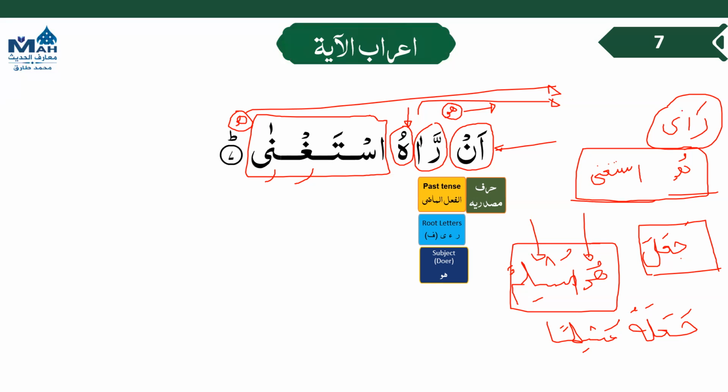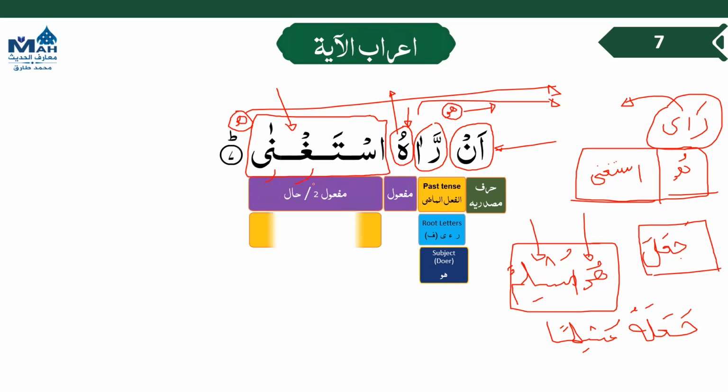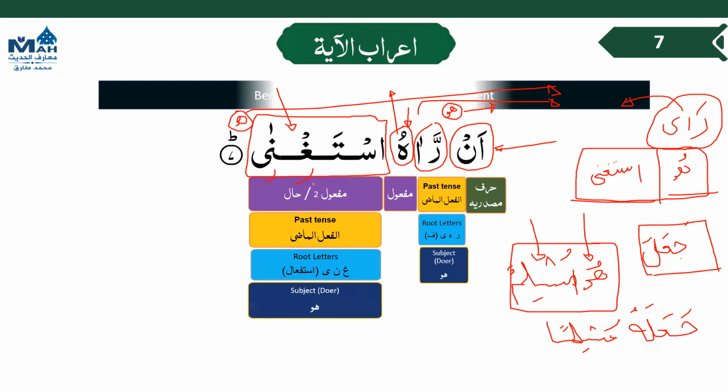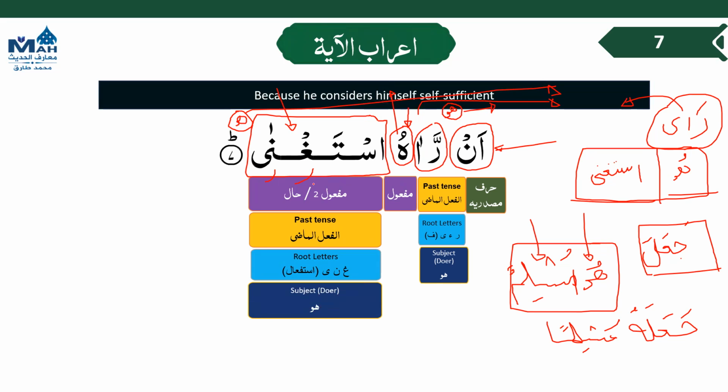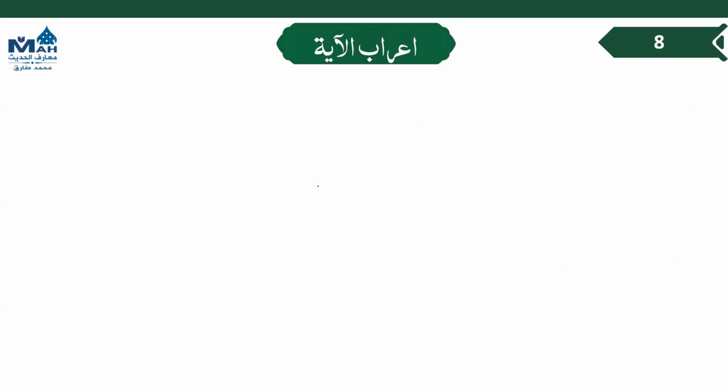So here also this ra'a is behaving the same way. The sentence was jumla ismiya, huwa istaghna, he became self-sufficient. So an ra'ahu istaghna: ra'a entered and made the mubtada first maf'ul and the khabar second maf'ul. Now can you translate, Diba? Ra'ahu istaghna. Because he sees himself self-sufficient. Yes, very good. That's why he transgresses. This is the reason for transgression.